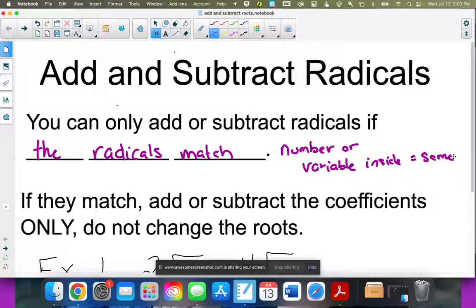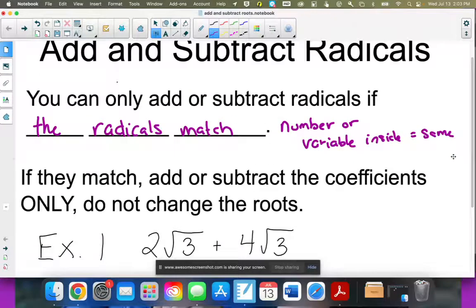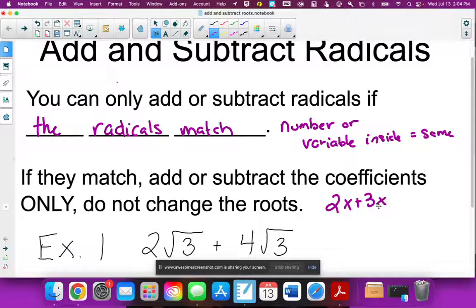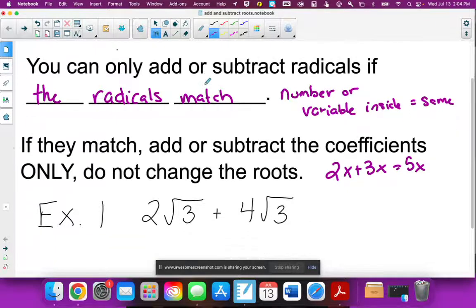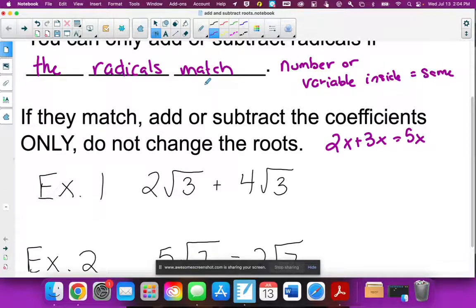It's really neat because if they match, you're basically just adding or subtracting the coefficients, the ones in front, right? You don't change the roots. It's like adding 2x and 3x, right? If I add 2x and 3x, I get 5x. I'm not changing the variable, okay? Same thing with radicals. You're going to add the coefficients or subtract them, and you're not going to change the roots.